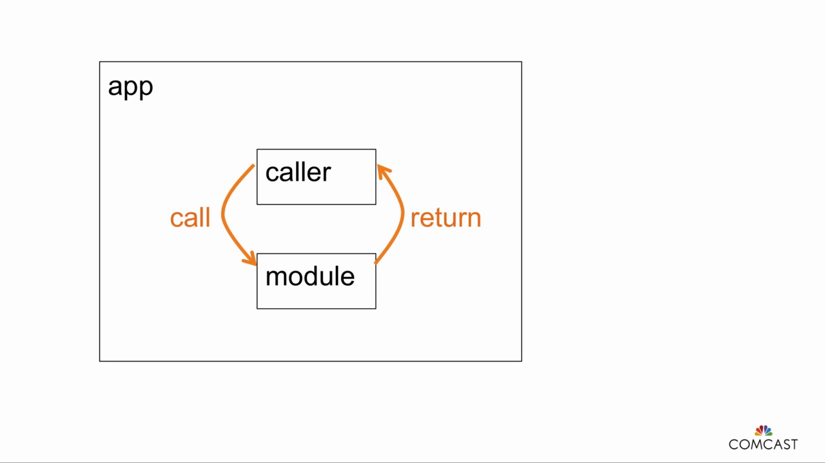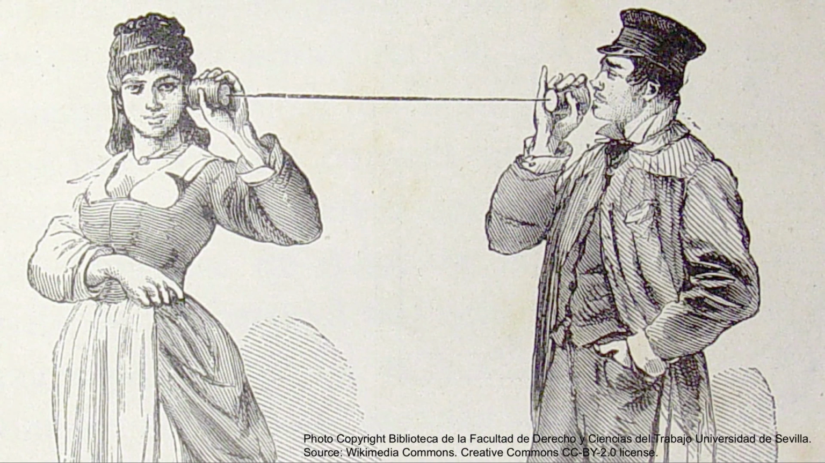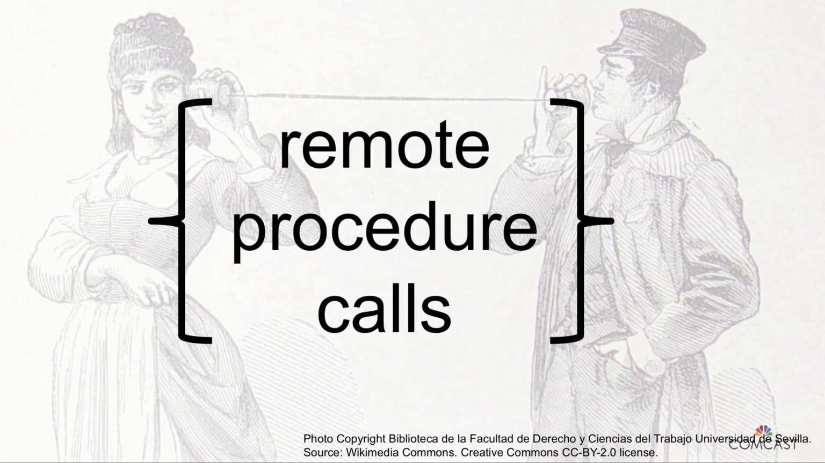Now, let's move to a service-oriented scenario where I've taken that functionality and put it in its own service. Now, I still expect to make a call and to get some kind of return value from it, with the exception that I'm now crossing a process boundary. So what I've done is I've taken a local procedure call and turned it into a remote procedure call. This is really where the source of partial failure comes from.